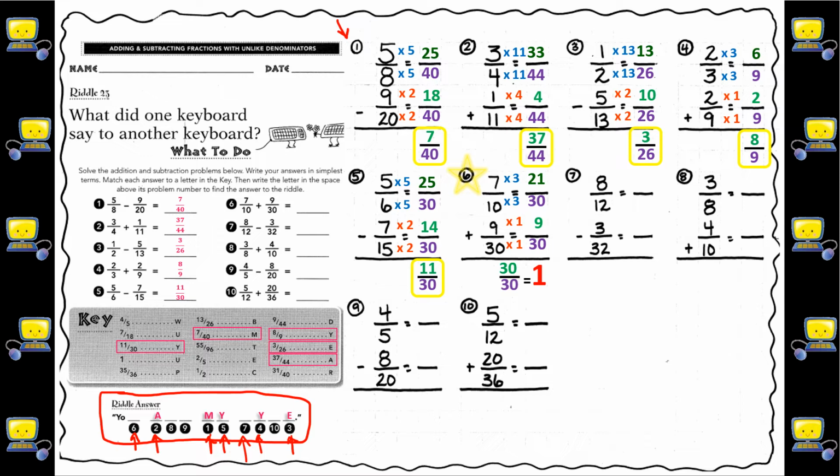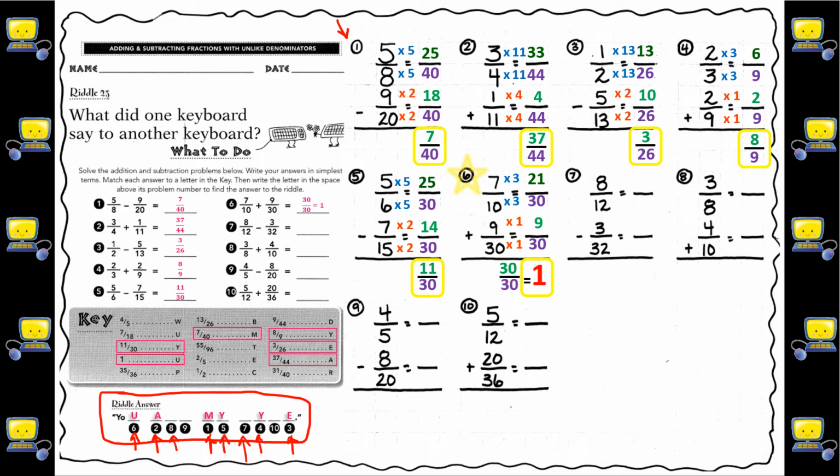Now, I multiply 8 times 5, which equals 40, and then 3 times 5 equals 15. 10 times 4 equals 40, and 4 times 4 equals 16. I save the denominator 40, and 15 plus 16 gives me 31. I cannot reduce this fraction, so the answer to question 8 is 31 over 40, which matches with the letter R. So where I see 8, I'm going to write the letter R.